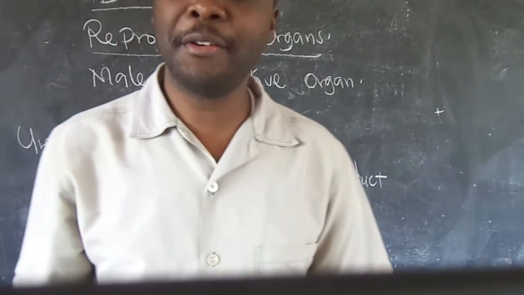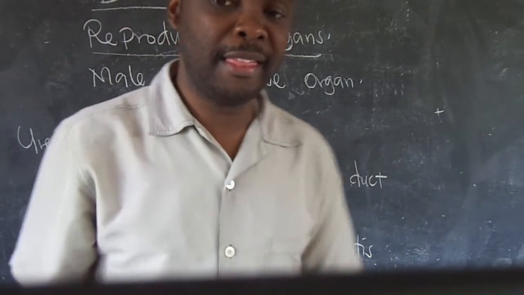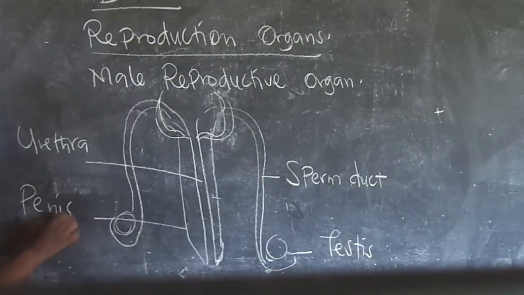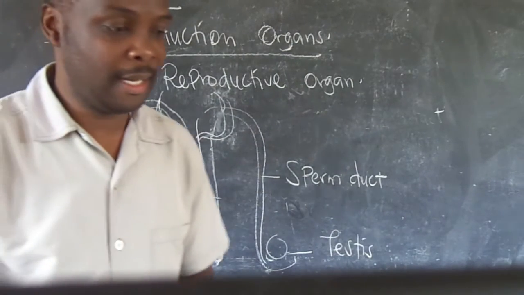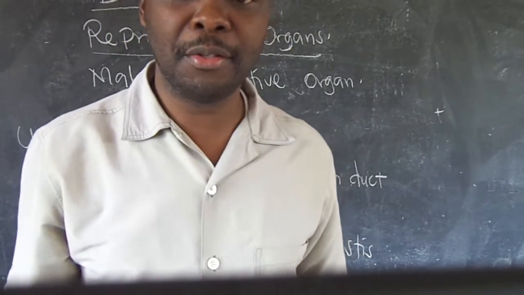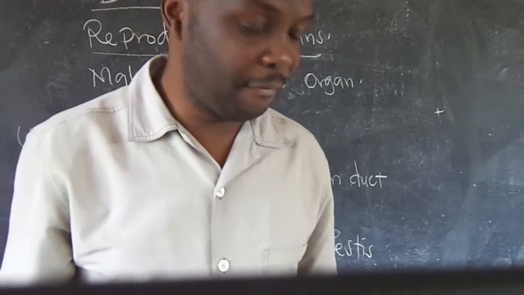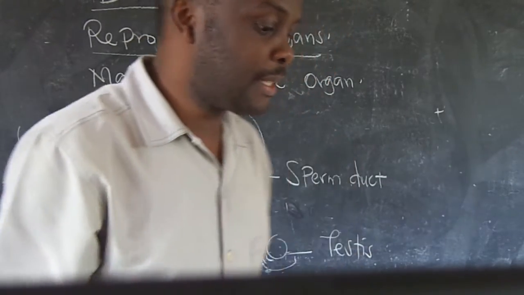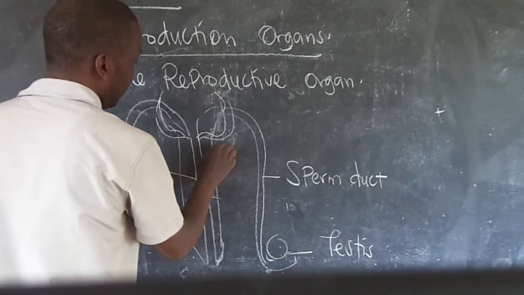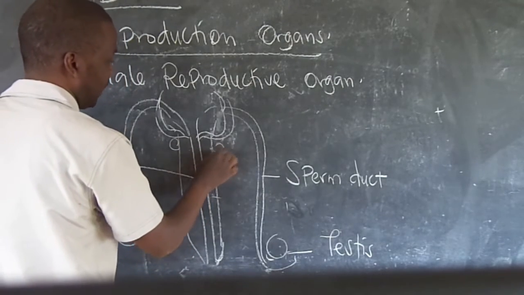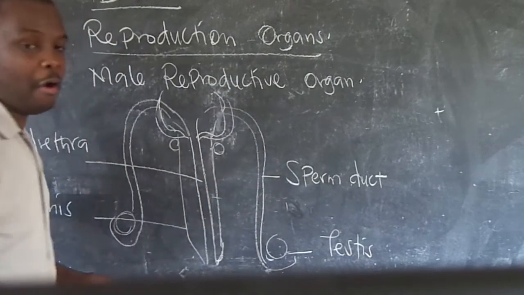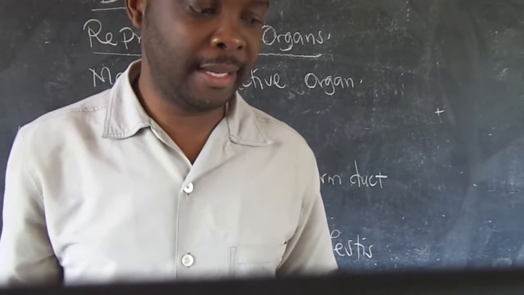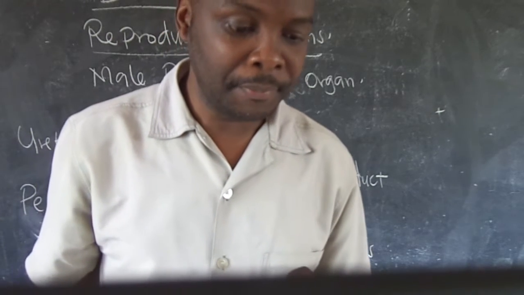And then from the urethra we have what we call the penis. Now the penis is the manhood, the muscular organ. This one is used to deposit the sperms in the female reproductive organ known as the vagina. On this penis we have the glands that are used to regulate the temperatures of the sperms.